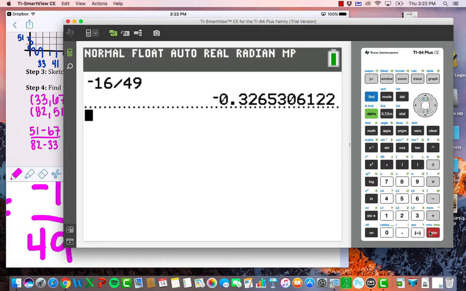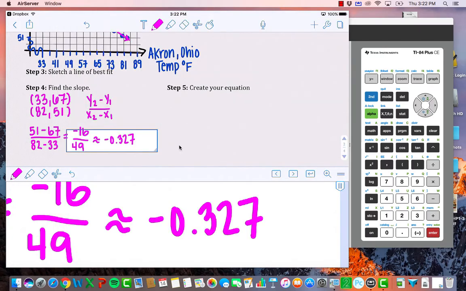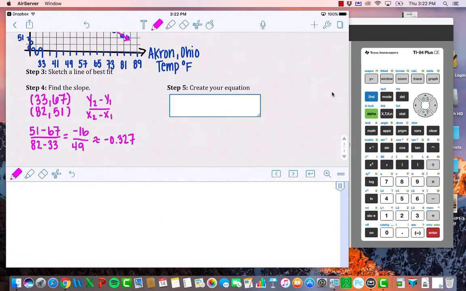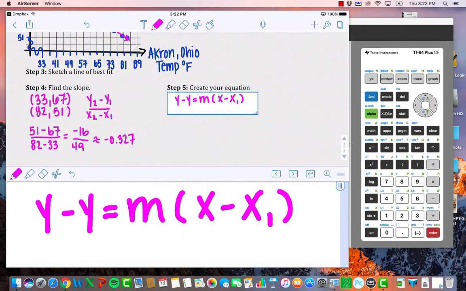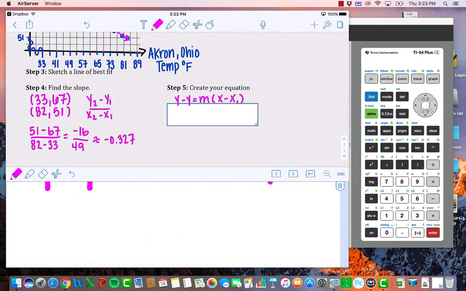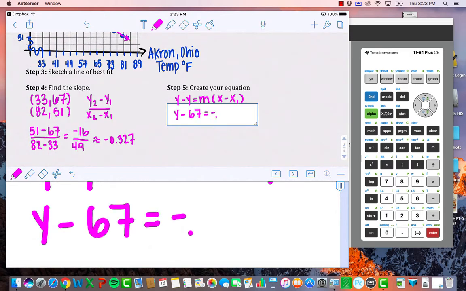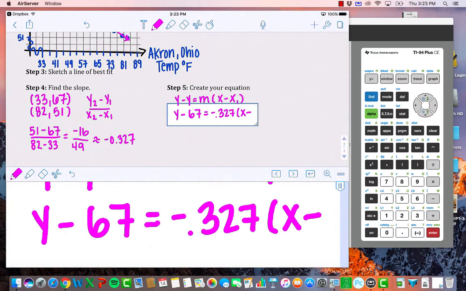We're then going to use that slope that it gave us to create an equation. So I'm going to pick the point 33, 67 just because the numbers are smaller, but it should work with 82, 51 as well. We're going to use point slope form, so y minus y1 equals the slope times x minus x1 to model this data. We do y minus 67 is equal to negative 0.327 times x minus 33.